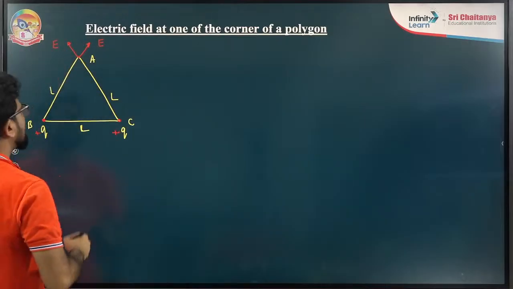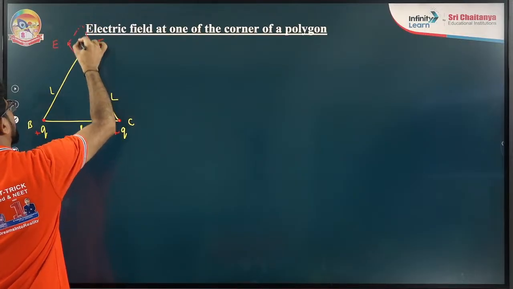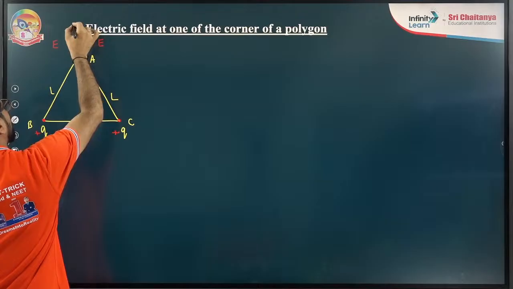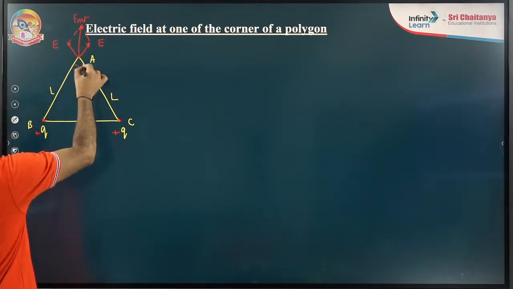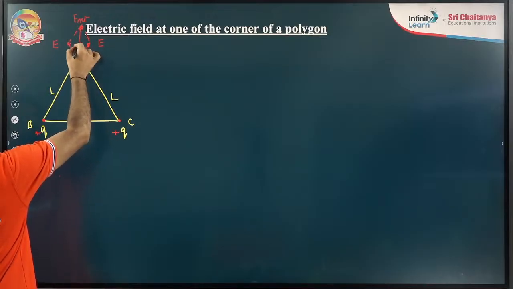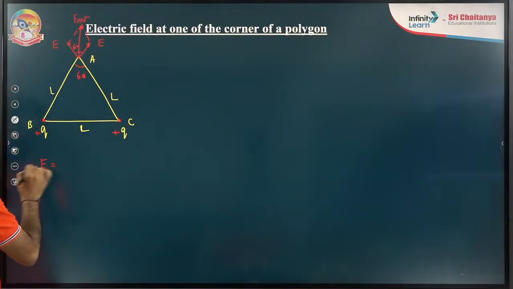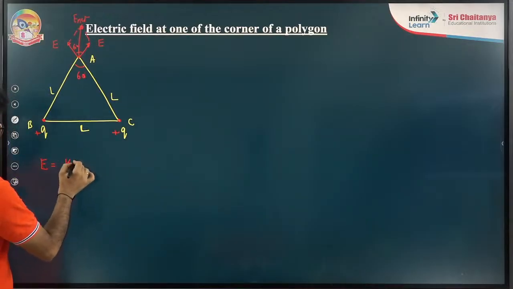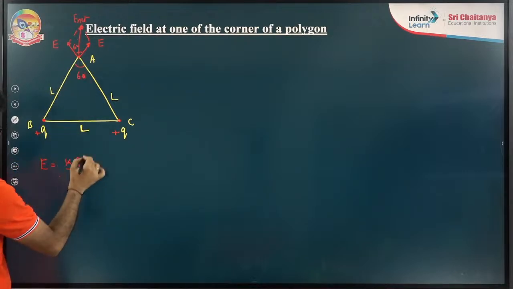Using this E and E, you will find that the resultant would be here, which I write as E net. We have to calculate it. This angle is 60 degrees, beta. You can find E net. So what is the value of E? E is equal to K Q upon the distance squared, which is L squared.